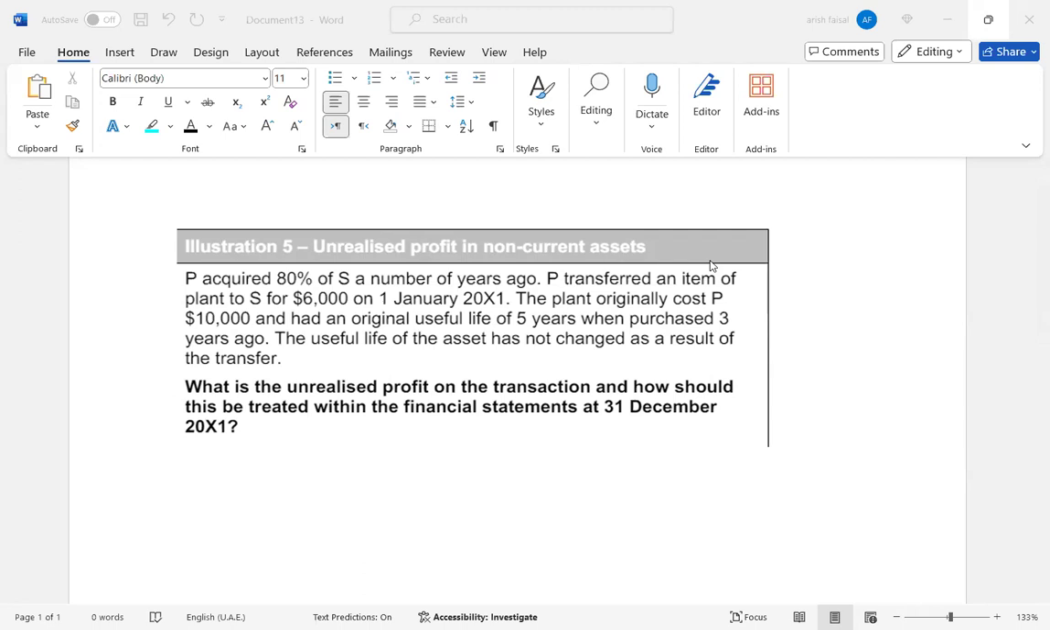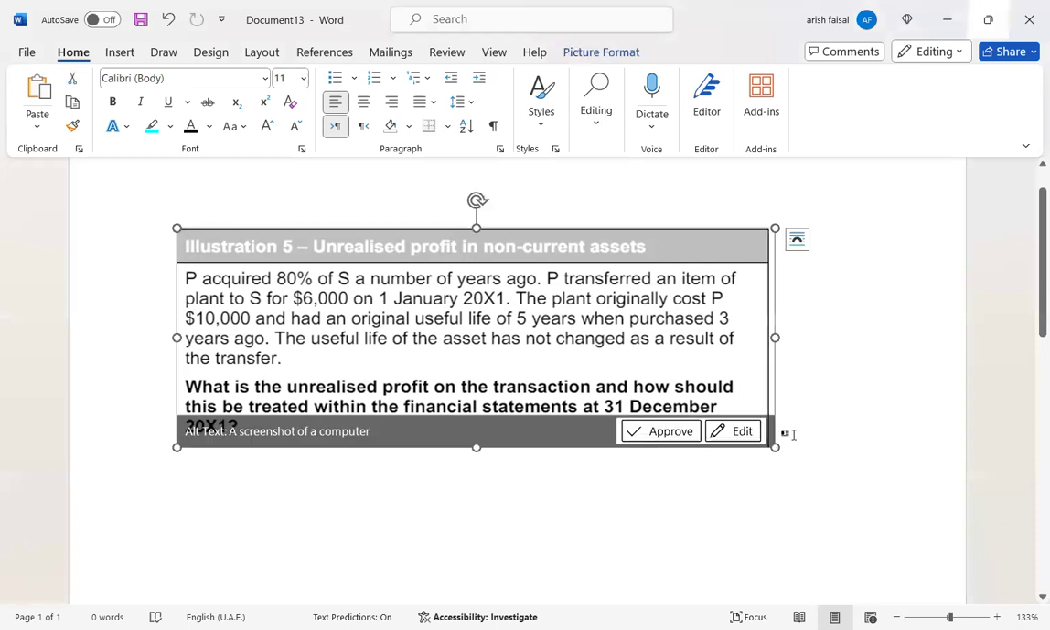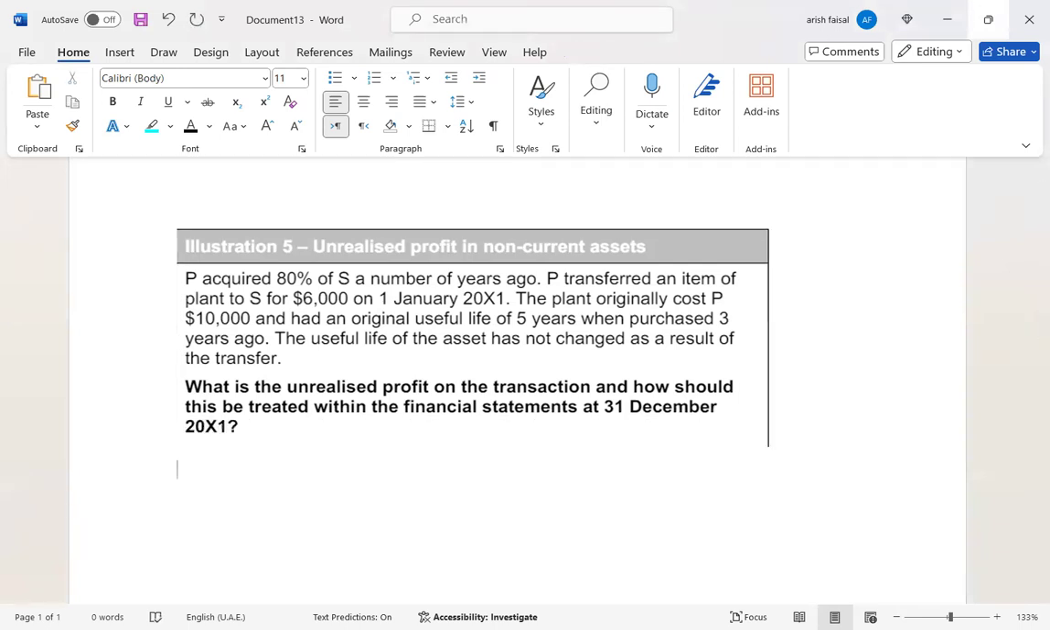But now in this video, what we are trying to discuss is the case where a non-current asset like property, plant and equipment has been sold from parent to the subsidiary or vice versa, from subsidiary to the parent. Okay, basically the concept remains the same as far as the entries are concerned. If the parent is the seller, the entry you will do is debit your group retained earnings, and you will credit your non-current asset in that case.